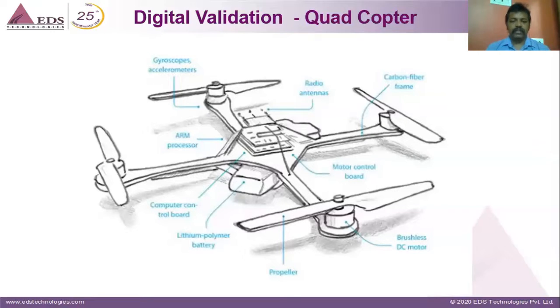You have something known as an FC, which is nothing but flight controller. You have a lithium polymer. You have a carbon fiber frame. You have radio signal transmitting antennas for both receiving and transmitting. Then you have a gyroscope and accelerometer. You also have a barometer. All these things are readily available in the FC itself. So that is the main computer of the complete drone.